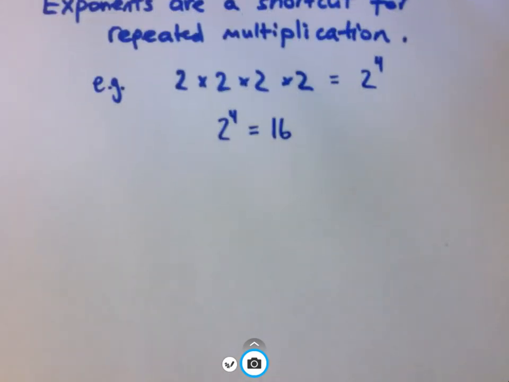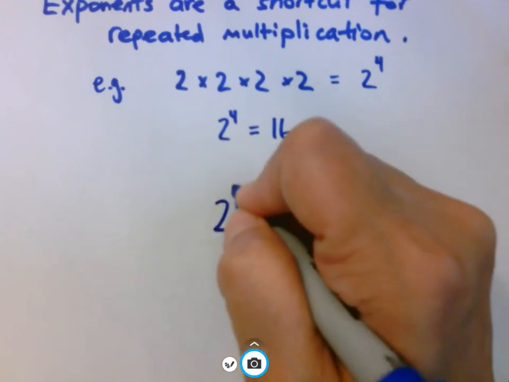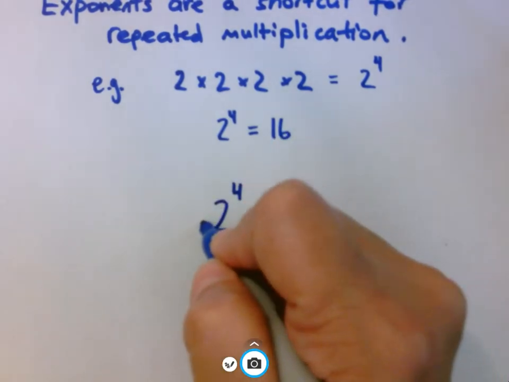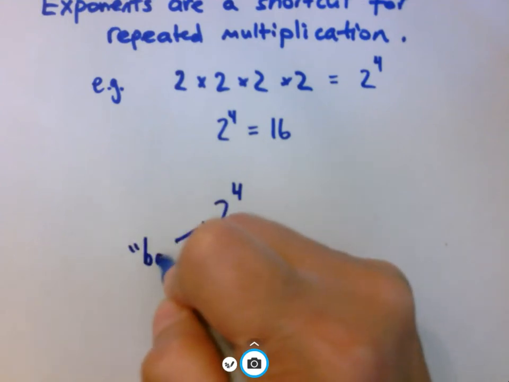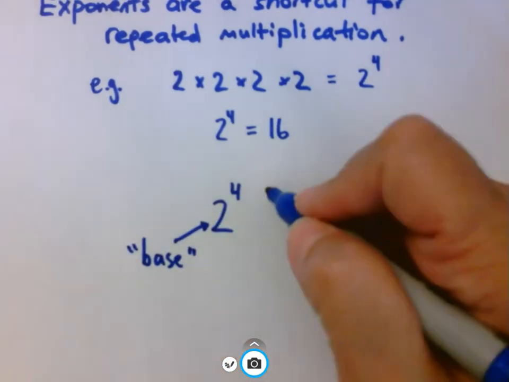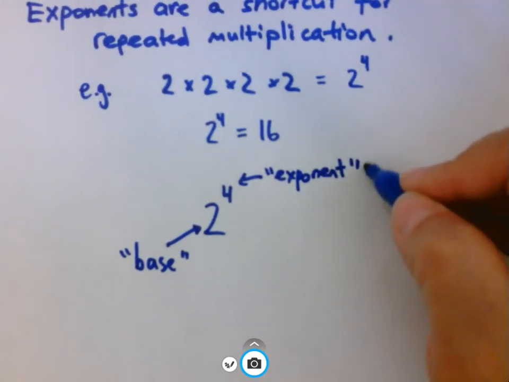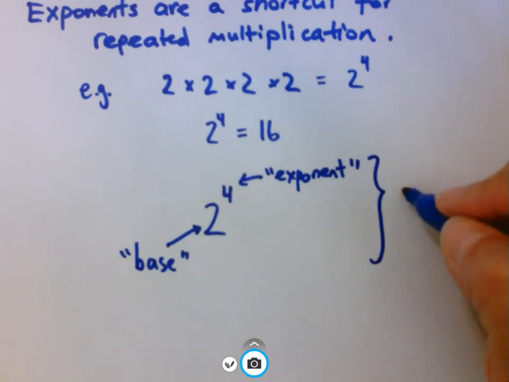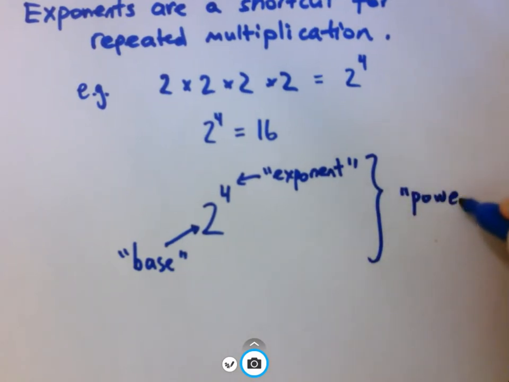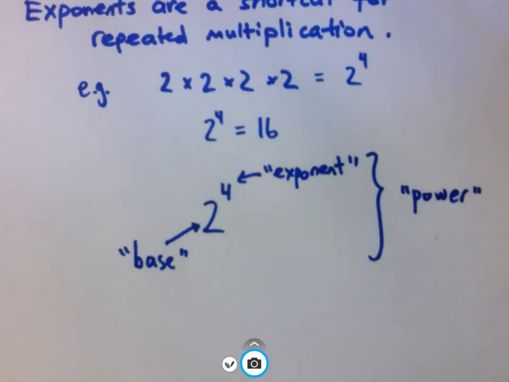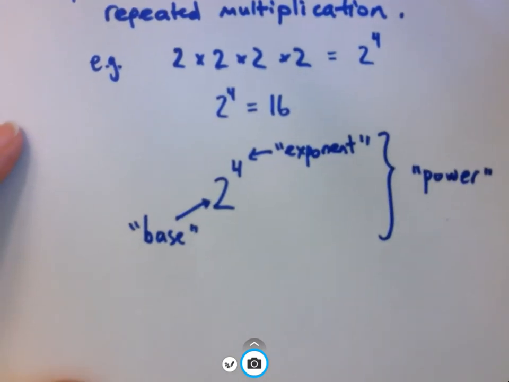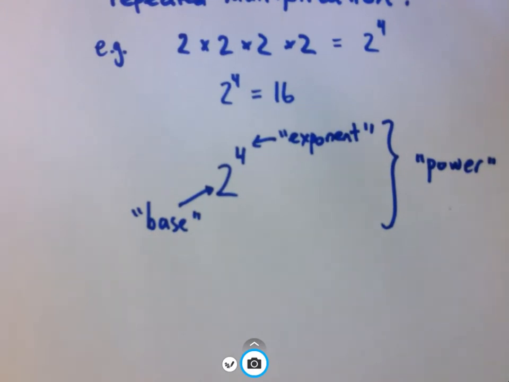Okay, and so this expression 2 to the exponent 4 has parts to it. The 2 is called the base. The 4 is called the exponent. And the whole thing, a base with an exponent, is called a power. So it's actually not correct to say 2 to the power 4. I know we say it. A lot of people say it, but it's actually not correct. 2 to the power 4 doesn't really make sense. It's 2 to the exponent 4, or we can say 2 to the 4.